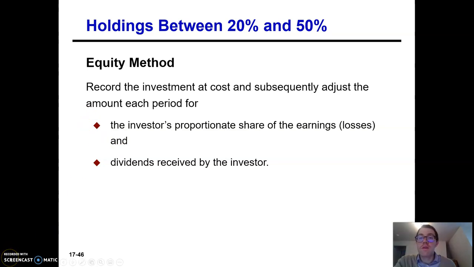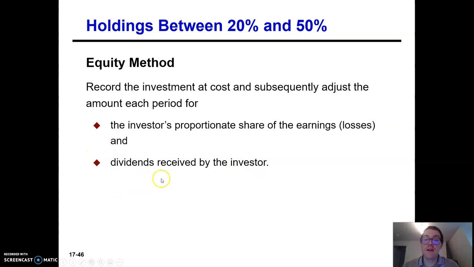So if they reported $1 million in net income and we owned, say, 30% of the company, we would adjust our investment. We'd increase it by $300,000, 30% of $1 million. We would also have investment income of $300,000.